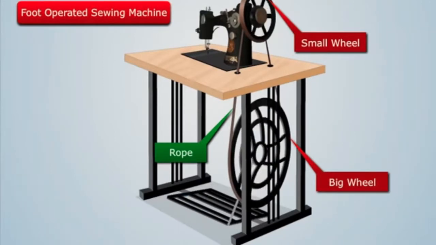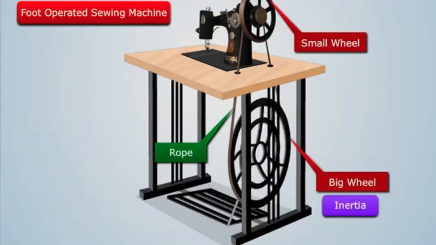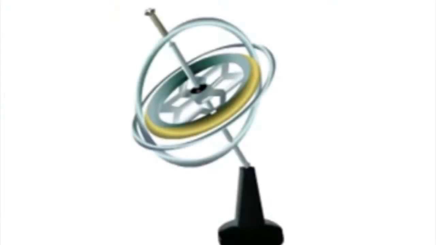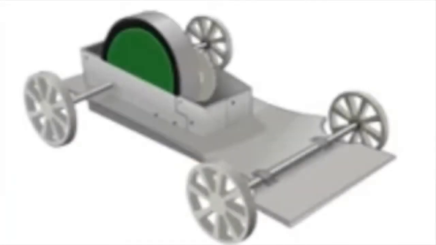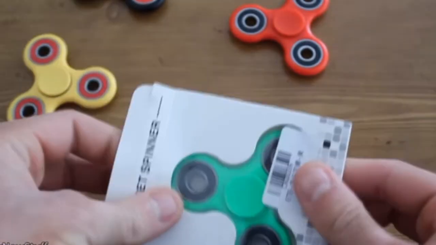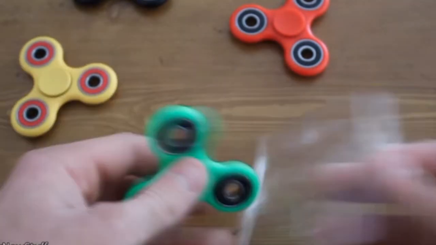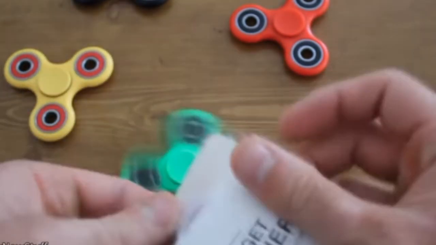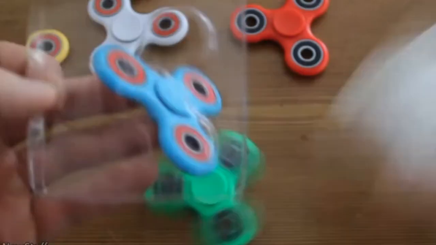This can also be seen in children's games such as a top and a toy car. New to the market are fidget spinners. These work the same way as flywheels due to rotating through inertia.